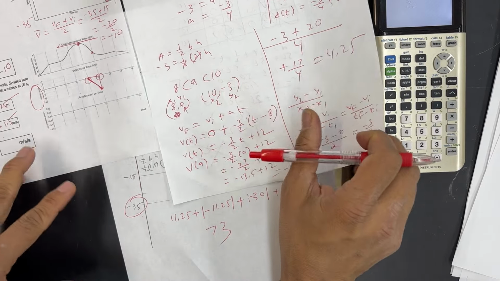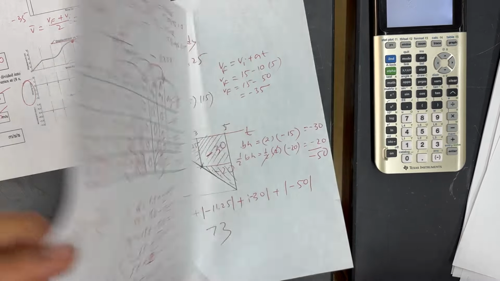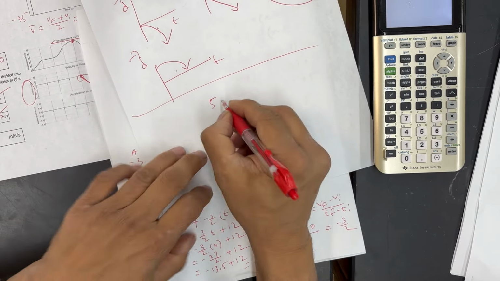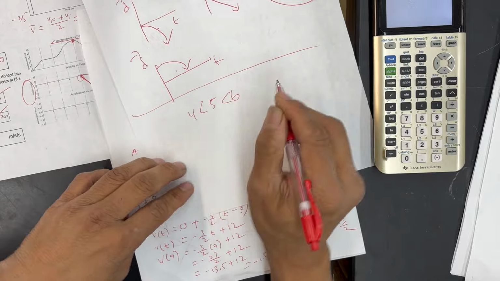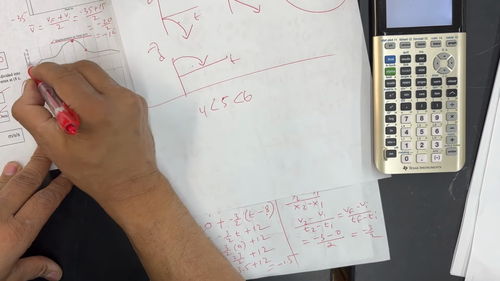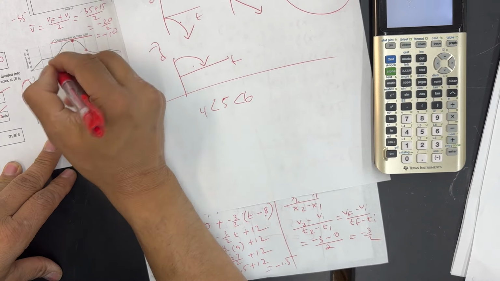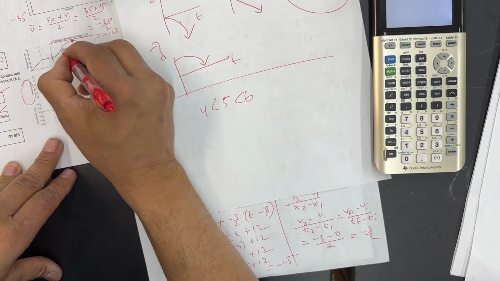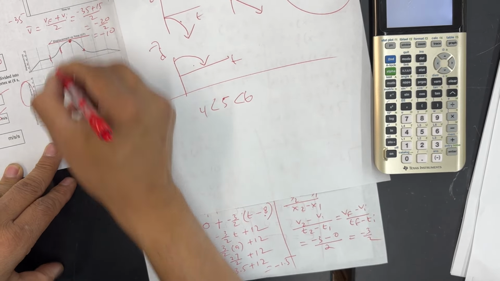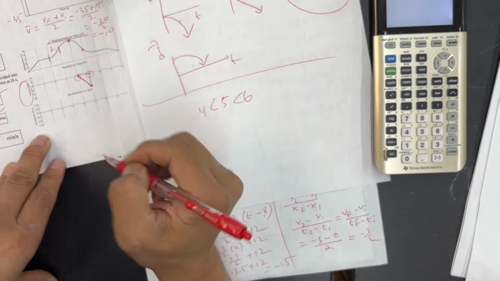Acceleration at 5 seconds. Okay, so at 5 seconds, I don't have paper, so let's take this paper. 5 is between 4 and 6. So look at here, 4 and 6. Between 4 and 6, the object moves from 2 meters to 4 meters. So displacement is 2.